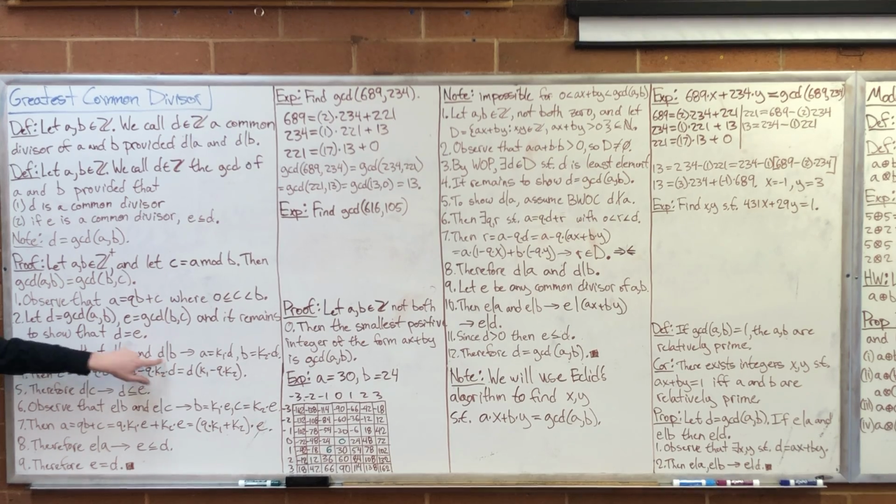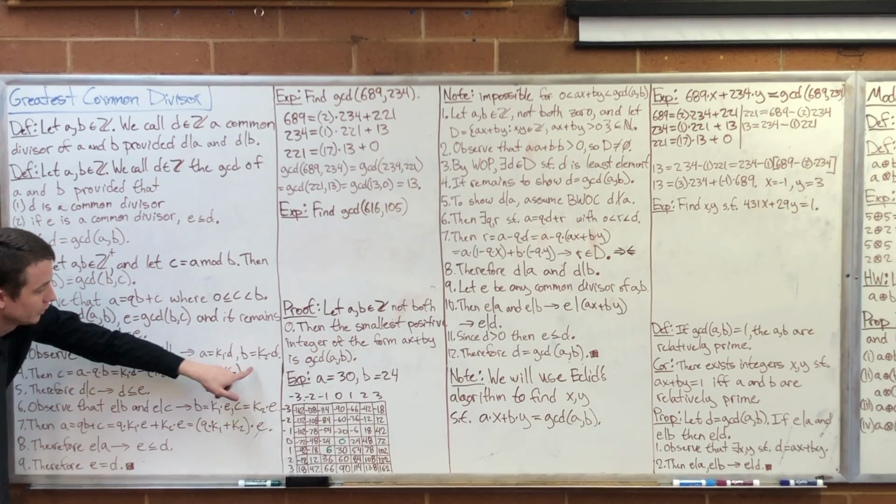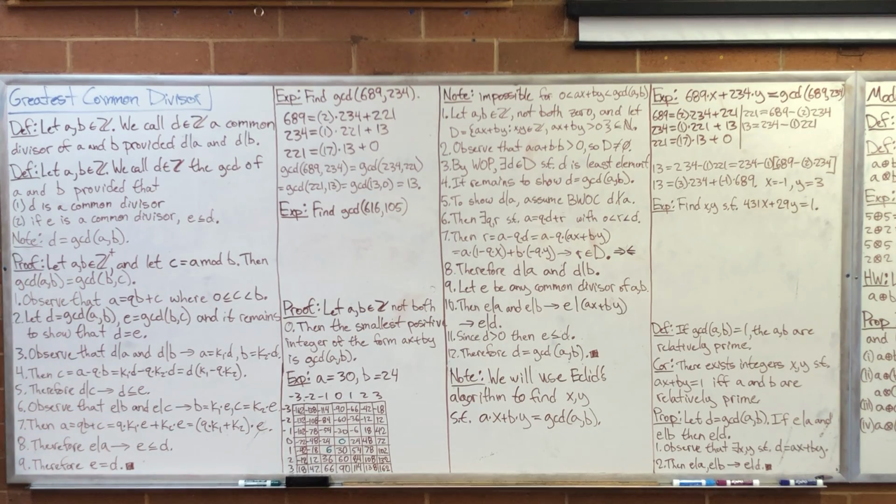Yes. Alright, now what does it mean for D to divide A? That means you can find some integer, call it K sub 1, such that A is equal to K sub 1 times D. What does it mean for D to divide B? It means that you can find some integer, call it K2, such that B is equal to K2 times D. With me so far? Okay.